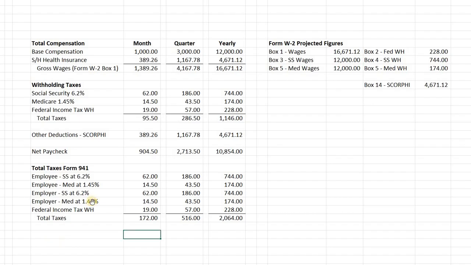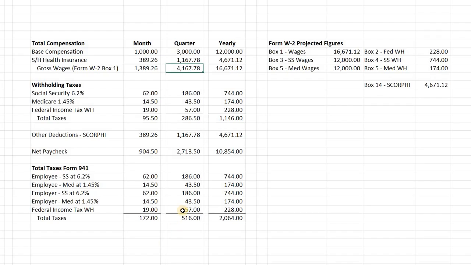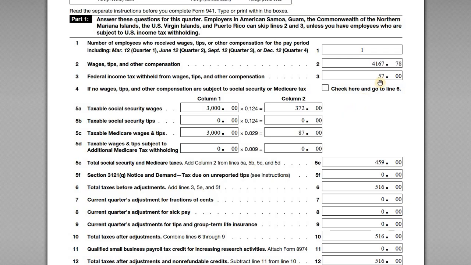And so that's the figure that we see here, gross wages, Form W-2 box 1 for the quarter. So $4,167.78. So we report that figure there. And then the federal income tax withheld from wages. This is the federal income tax, not the payroll tax. So the federal income tax that we're withholding from his wages is $57 for the quarter. So we enter $57 on line 3.